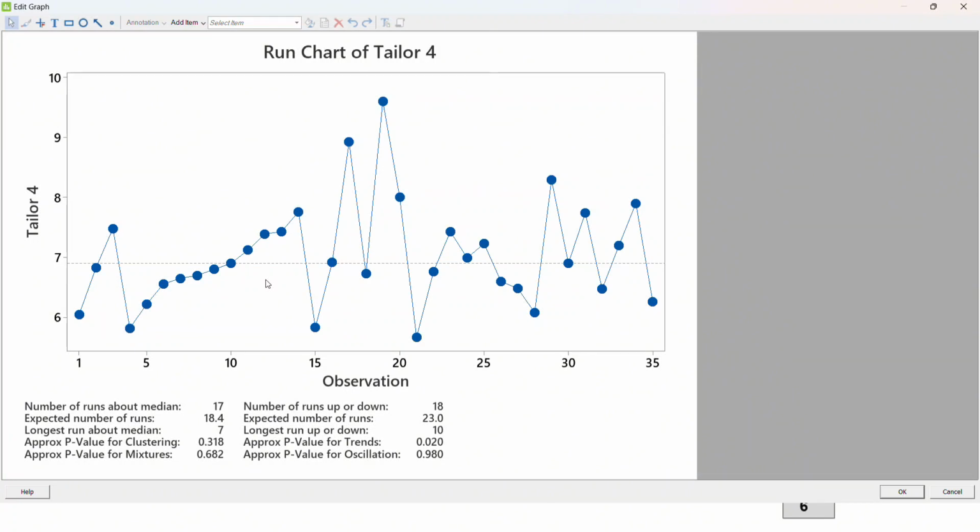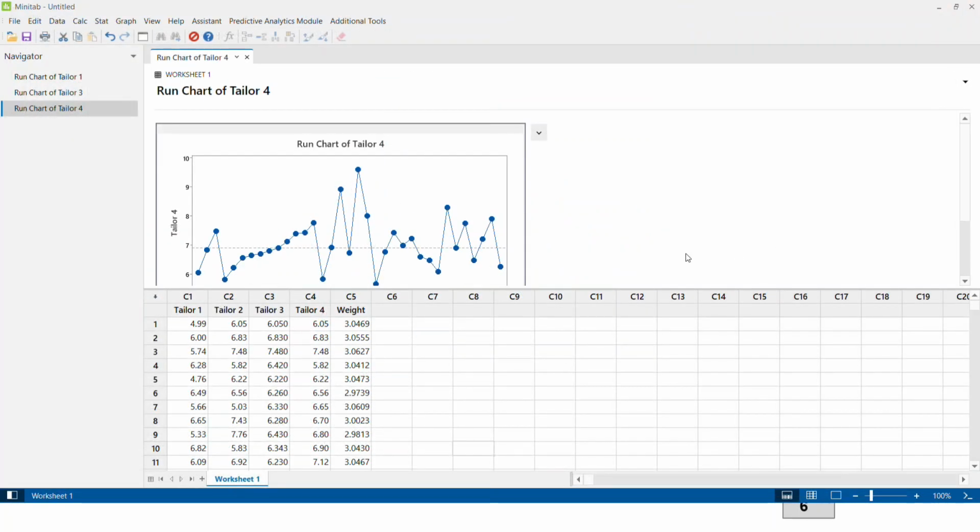There is a non-random behavior, and we need to understand what that non-random behavior is, and see what special cause is creating it. Again, the p-value is less than 0.05. So this is how we draw a Gantt chart if we collect data one after the other.